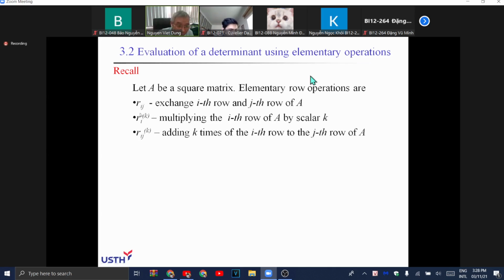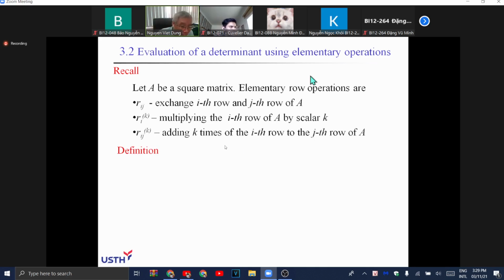The first one is denoted by Rij, like here. The second is Ri to the power k, and the next one is Rij to the power k. We defined them already, and in the tutorial class you know them already, so I require you to remember the notation here.